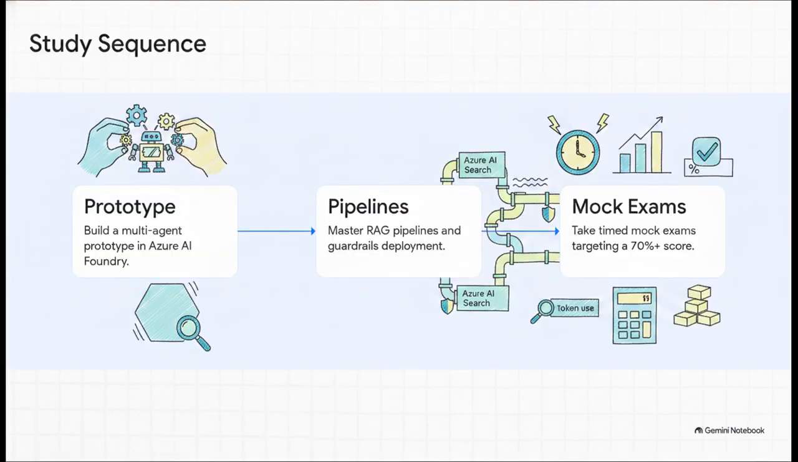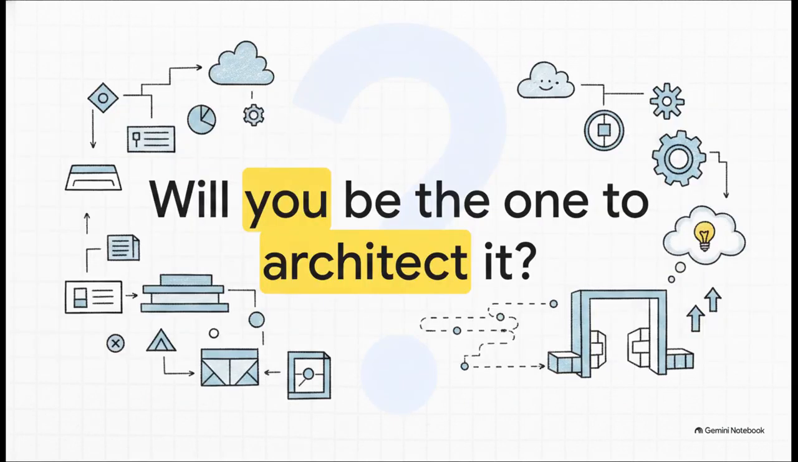Follow this sequence exactly. Step 1, hands-on prototyping. Get into Azure AI Foundry and build a small multi-agent prototype with specialized roles and shared state. Step 2, deep dive into RAG pipelines, Azure AI Search, and deploying responsible AI guardrails. Step 3, stress test everything. Take those timed mock exams, measure your accuracy, your latency, your token use, and always target a baseline score of 70% or higher. Which brings us to the ultimate question.